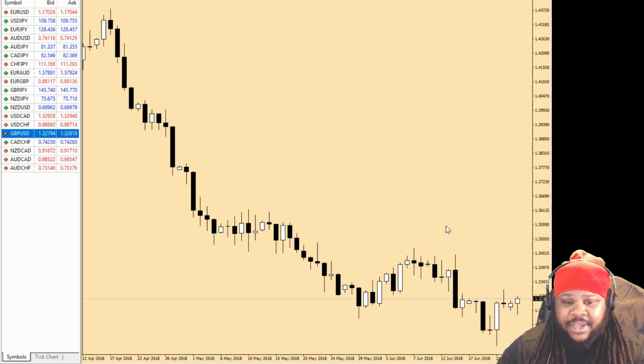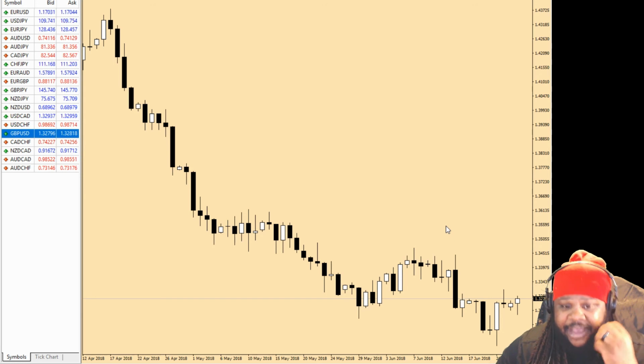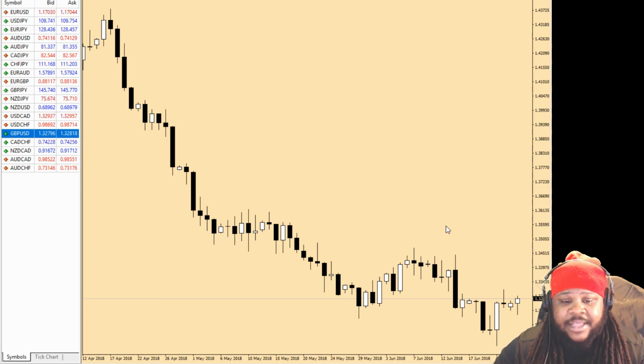Hey, I want to go this way. Of course, trader sentiment is going to continue to take it down, but there will reach a point that the market will continue to say, I want to go this way, I want to go this way, and it will actually go that way.